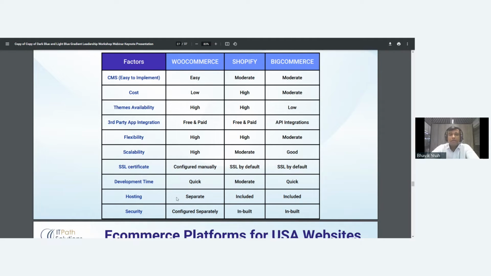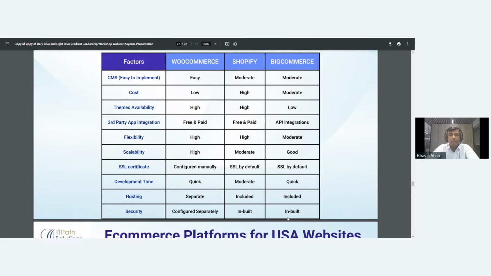Hosting. With WooCommerce, you have to host your website separately. With Shopify, it's included, and with BigCommerce, it's included. But again here, don't worry, if you choose WooCommerce as your preferred platform, we can help you in hosting your website.